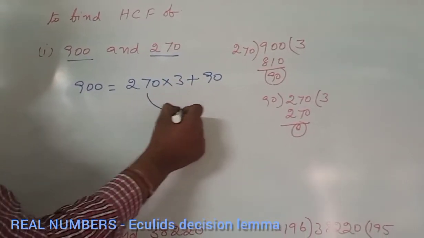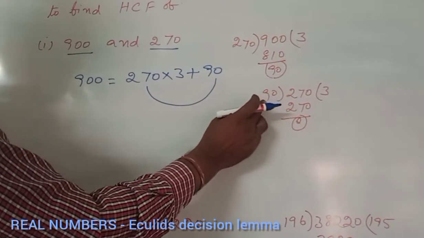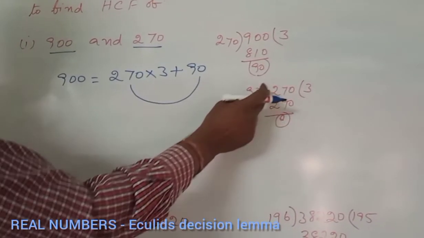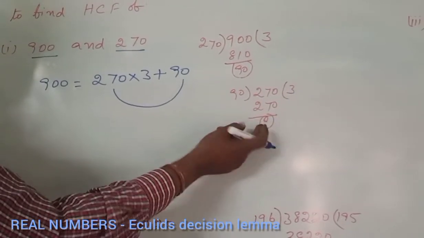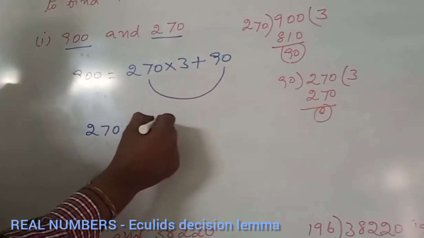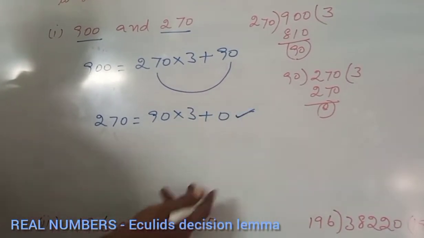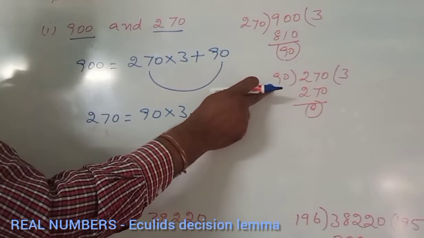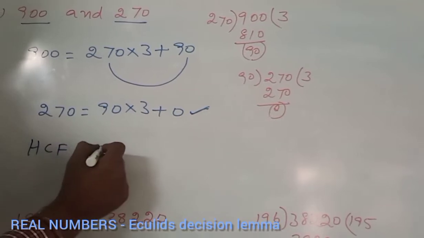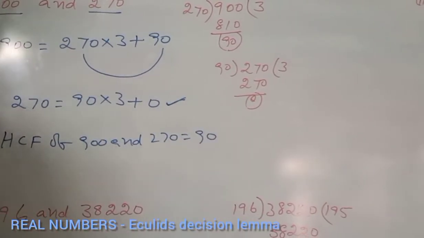So apply Euclid division lemma once again to these two numbers, 270 and 90. 90 goes into 270 how many times? 3 times, remainder 0. So 270 is equal to 90 times 3 plus remainder 0. Here the remainder is 0, and it is possible to divide by 90. So 90 is the HCF. So the HCF of 900 and 270 is equal to 90.